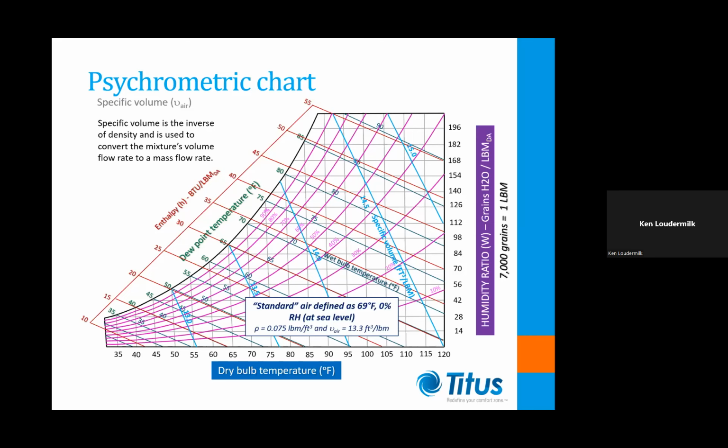Note that ASHRAE defines standard air density as that at sea level, 69 degrees Fahrenheit, and 0 relative humidity. This corresponds to a density of 0.075 pounds mass per cubic foot. The specific volume or density of the mixture is then used to convert between the volume flow rate and mass flow rate in our energy calculations that will follow.